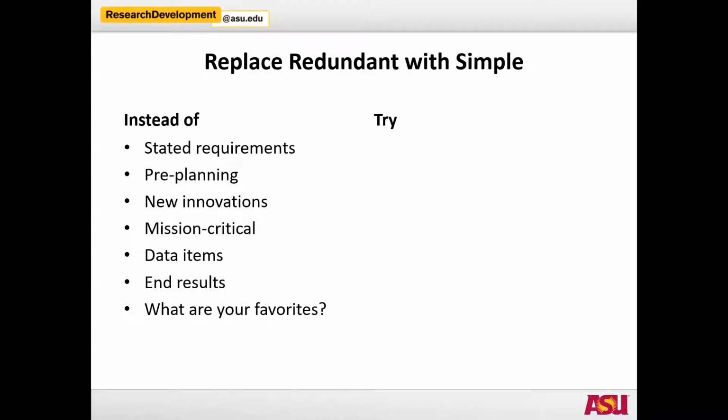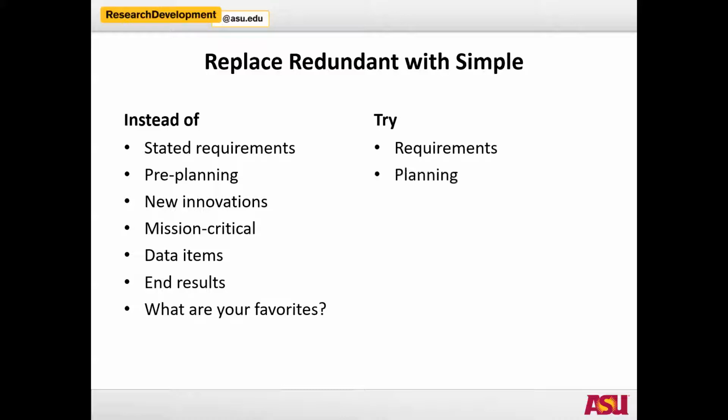Okay, so replace redundant words with simple ones. These are among my very favorites. Stated requirements. How do you make that simpler? Are they just requirements? Yeah. How about pre-planning? When do you plan? Do you post-plan? No, you always pre-plan. So you only need planning. New innovations. If something is an innovation, it's probably new. Mission critical is critical. Data items, probably just data. End results. Where do your results come before? They usually come at the end.